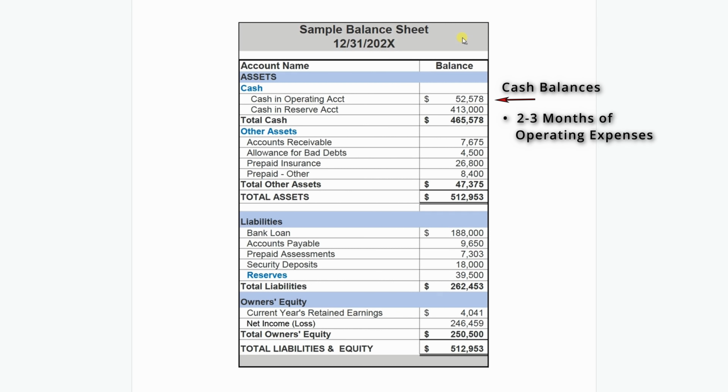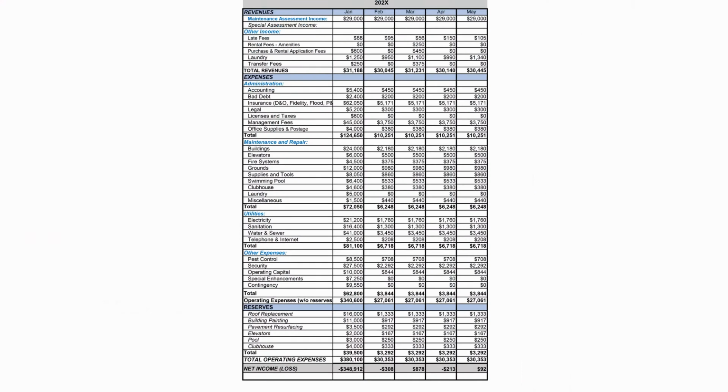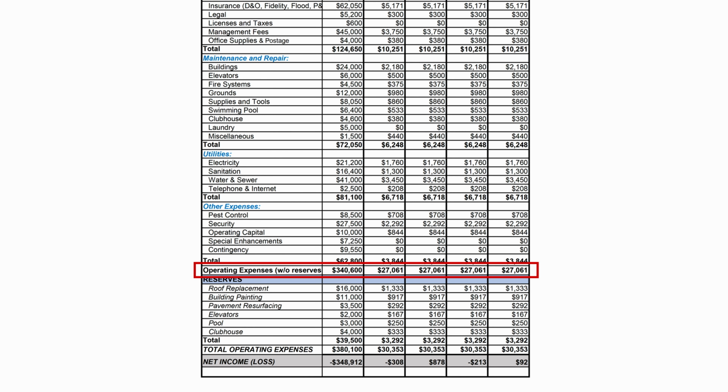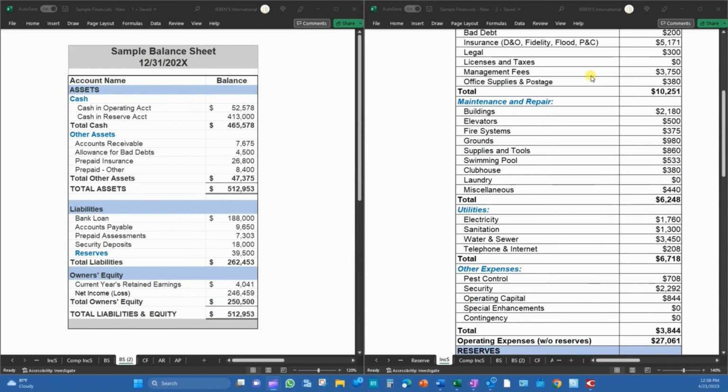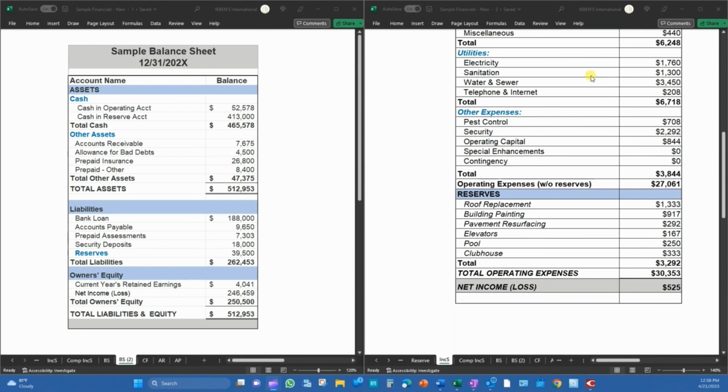The industry standard is to have 2 to 3 months worth of expenses. You can calculate this amount by looking at the total monthly expenses on the income statement and doing the math. For example, let's use our January income statement to see our operating expenses. So if operating expenses are approximately $27,000, the association should have approximately $54,000 or more in its operating account.